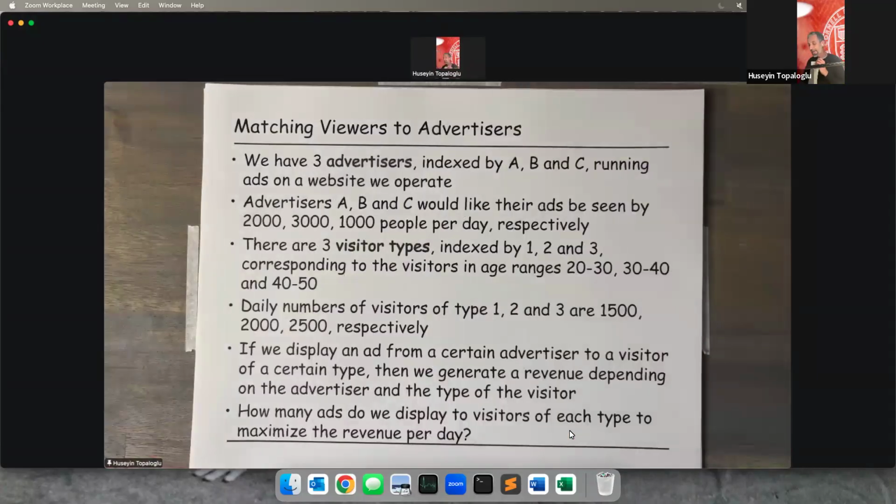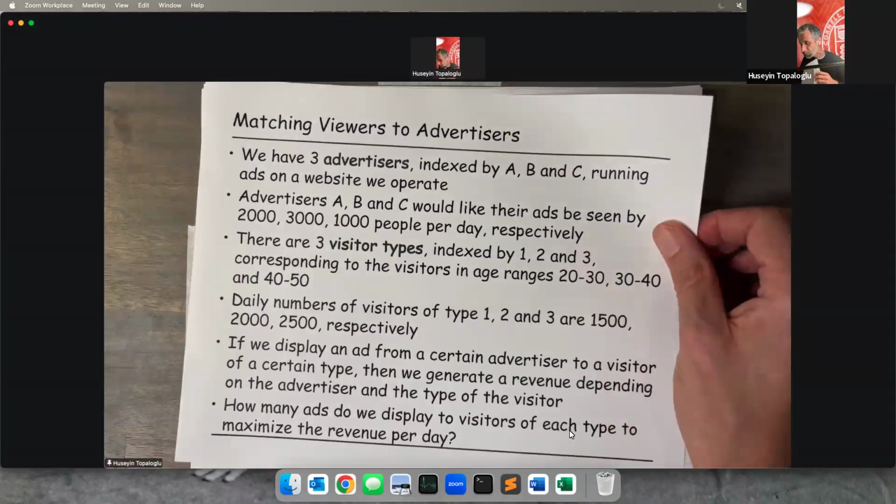We want to figure out how many ads we display to visitors of each type from each advertiser so that we maximize the revenue that we collect per day. So this is the problem that we would like to formulate as an optimization problem. Good.